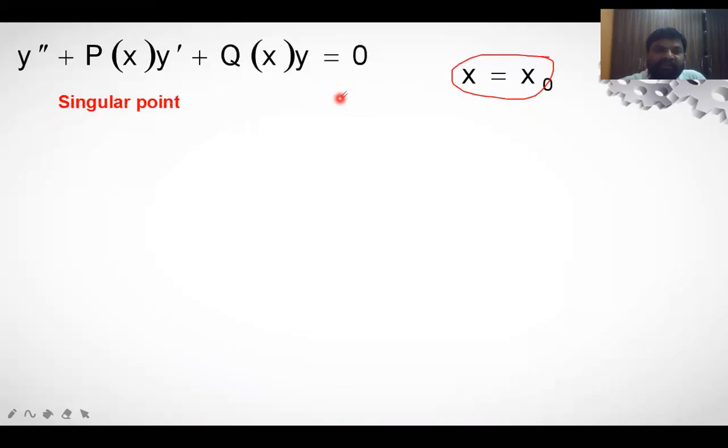In the case of singular points, we have two types: one is the regular singular point, and the other is the irregular singular point. Now what is a regular singular point? If x minus x naught into p of x and x minus x naught whole square into q of x satisfy the Taylor series, the given point is a regular singular point. Otherwise, it is an irregular singular point.